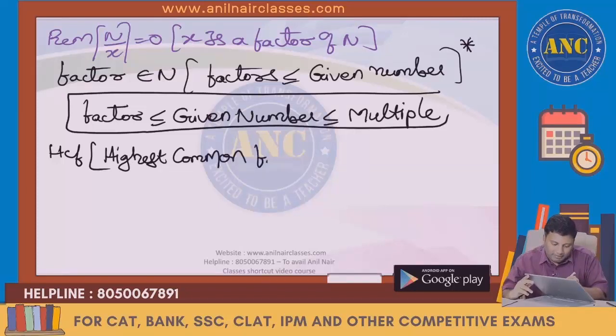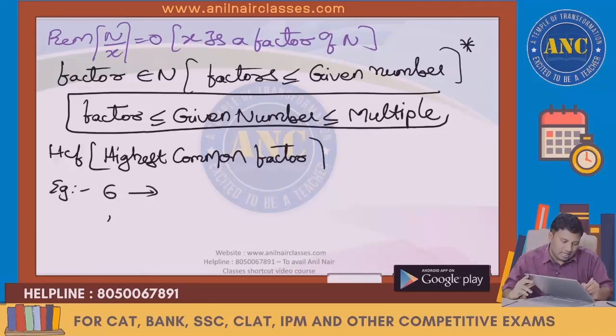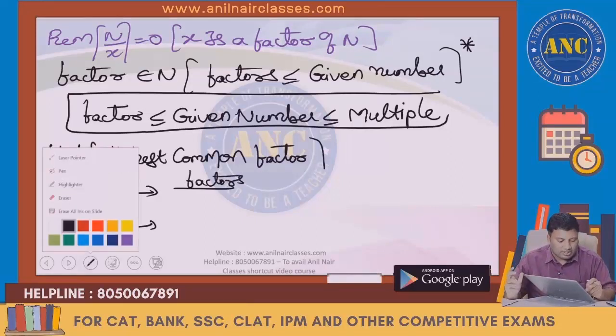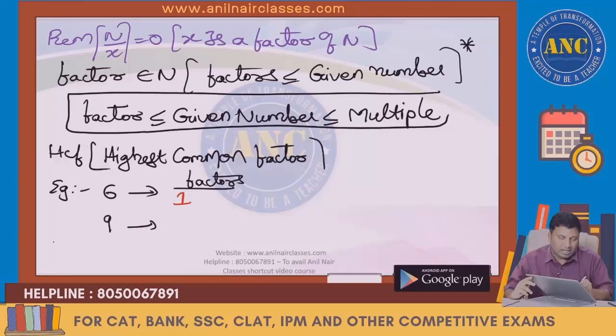Highest common factor. Suppose, for example, 6 is there, 9 is there. Let us see all the factors of 6. 1 is a factor of 6, 2 is a factor of 6, 3 is a factor of 6, 6 is a factor of 6.